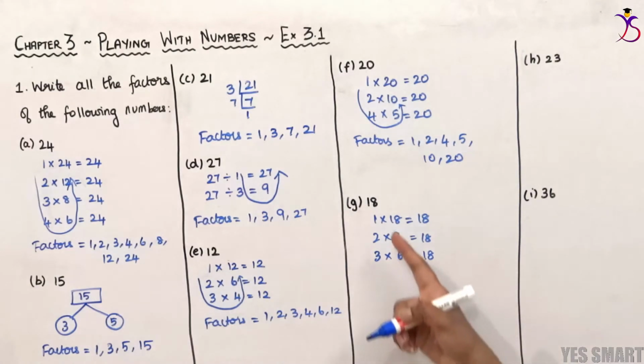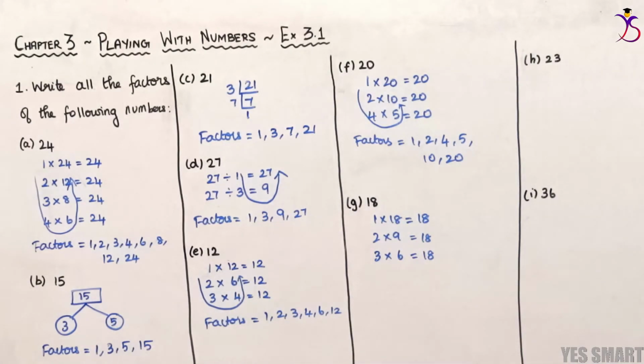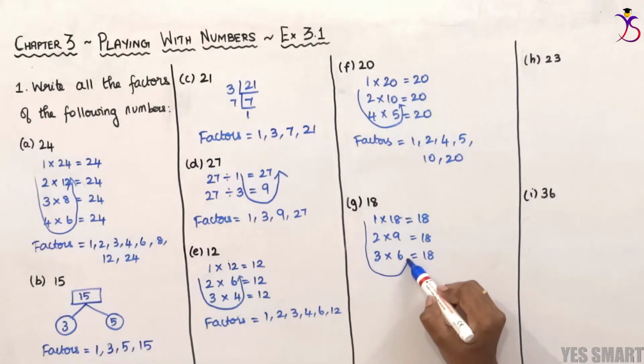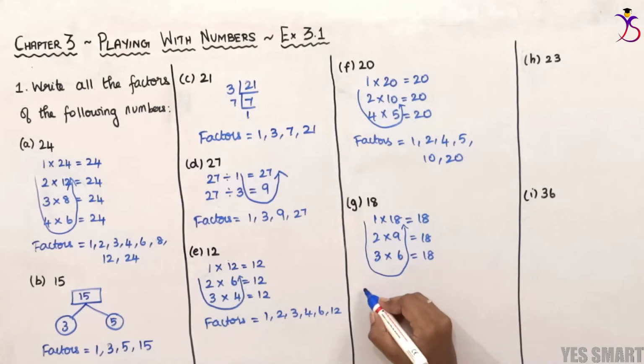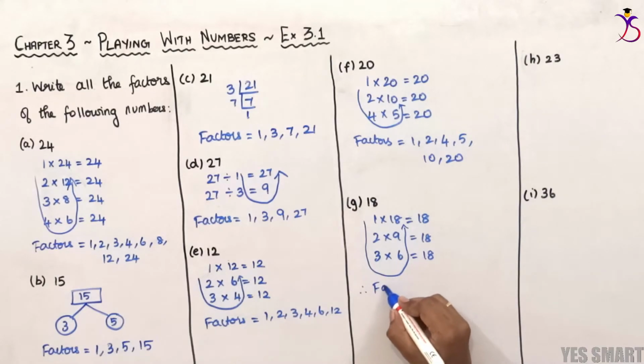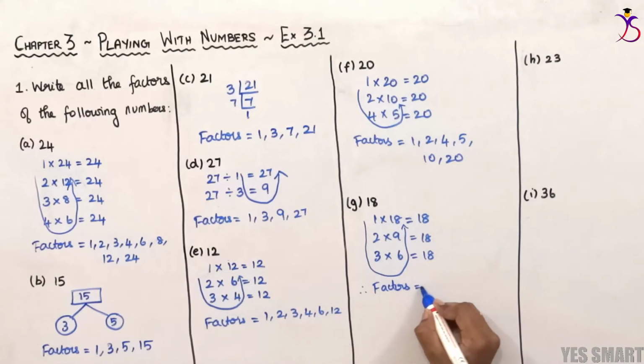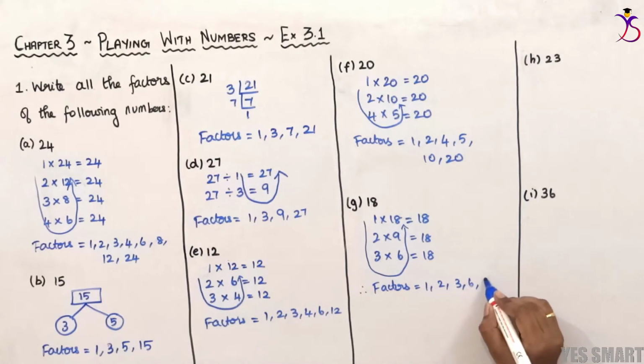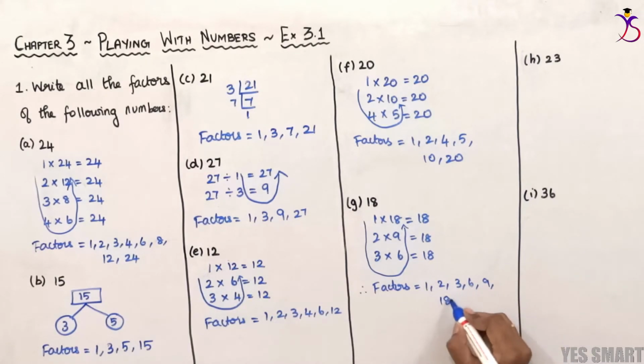After 4 we have 5. 18 is not divisible by 5. After 5 we have 6 which is already written here. So let's stop it here and write the factors in this order. Therefore factors equal to 1, 2, 3, 6, 9 and 18.